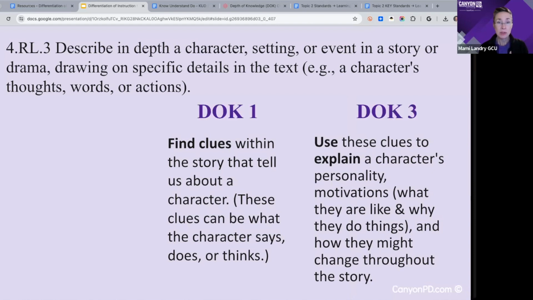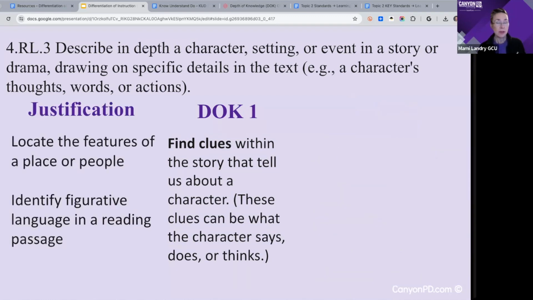And to me, those are DOK levels 1 and 3. What's my justification? I'm going to give you my justification for DOK 1. I have to go back to my know, do, understand, think about those things, identify the verbs. I think it's DOK 1, and my justification is simply you're locating the features of a place or people. So just finding them and identifying the figurative language. Those are both DOK 1 because we're just identifying things.